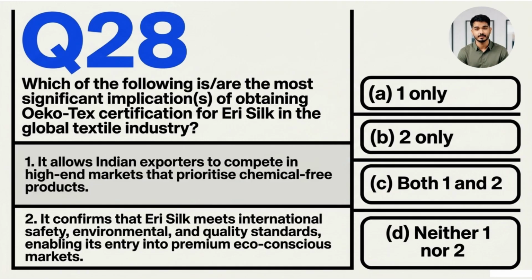Question 28. Which of the following is/are the most significant implications of obtaining Oeko-Tex certification for Eri silk in the global textile industry? 1. It allows Indian exporters to compete in high-end markets that prioritize chemical-free products. 2. It confirms that Eri silk meets international safety, environmental, and quality standards, enabling its entry into premium eco-conscious markets.